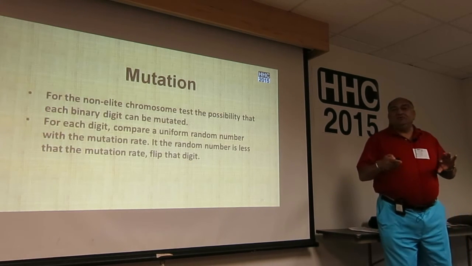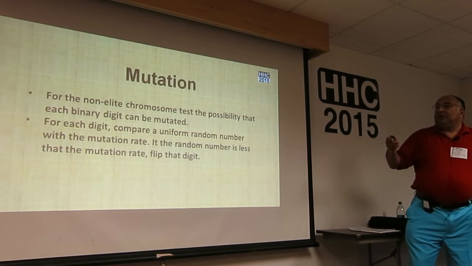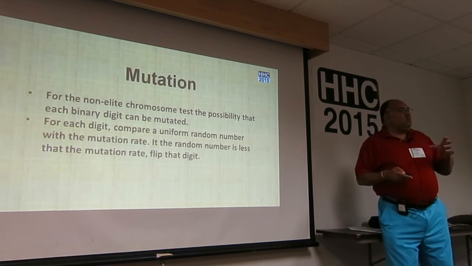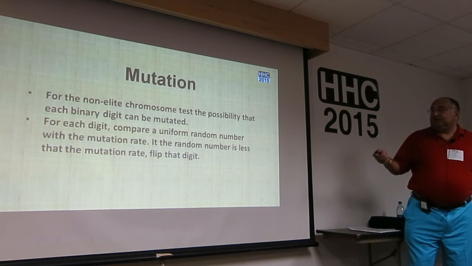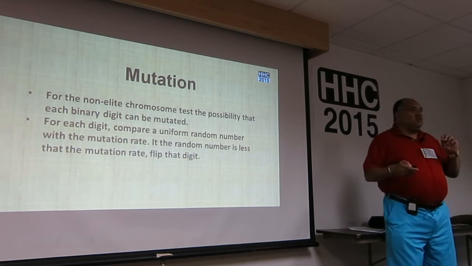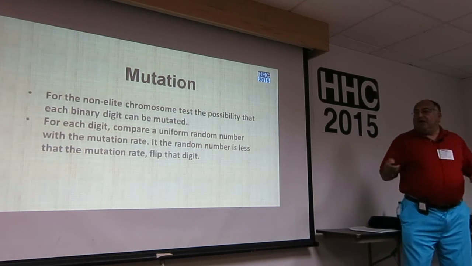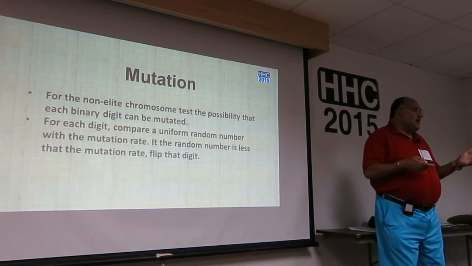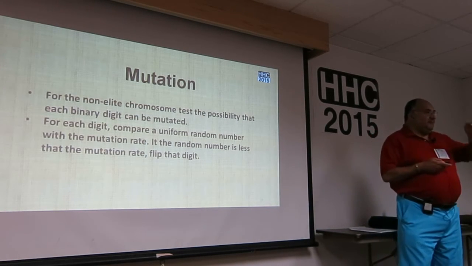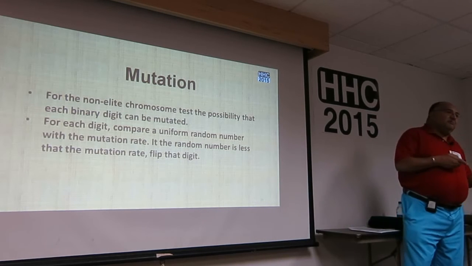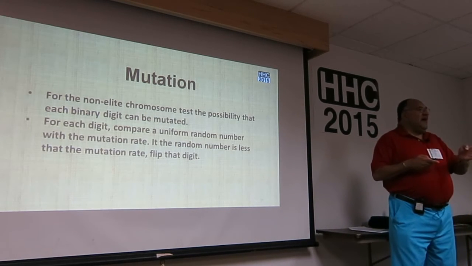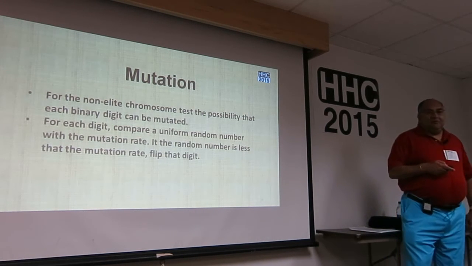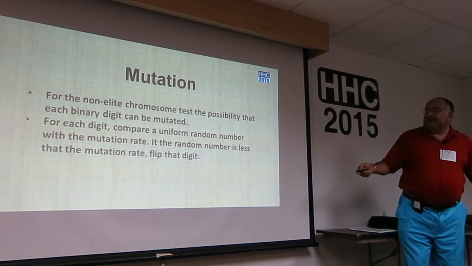After creating the new generation, we look at the non-elite chromosomes and we test for each digit whether we're going to mutate it or not. When we compare each digit in the chromosome, we have a mutation rate, and we compare that with a uniform random number, and we decide whether we flip the digit or not. Sometimes I use just half. Some people use a low mutation rate, so they preserve the chromosomes more as they are.